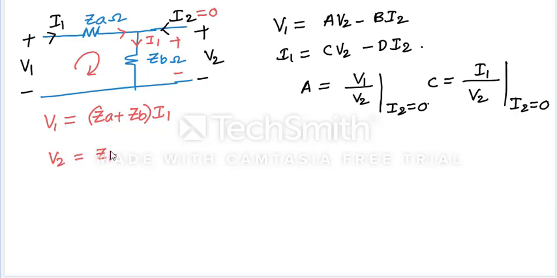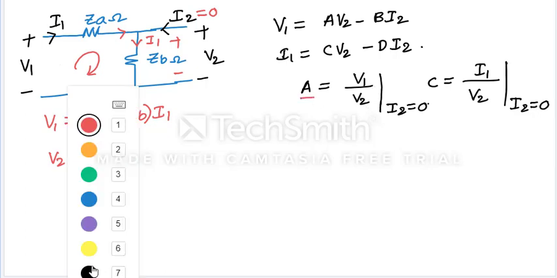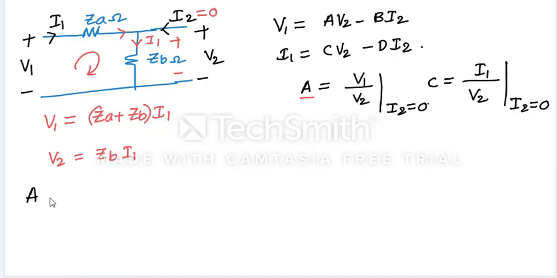V2 is given as ZB into I1. From this, A is given as V1 by V2. Can I get this A from here? So A is equal to V1 by V2 only. The ratio between these two gives 1 plus ZA by ZB.